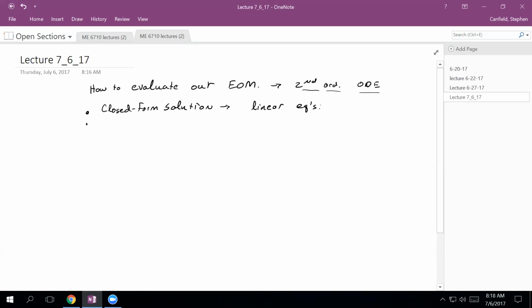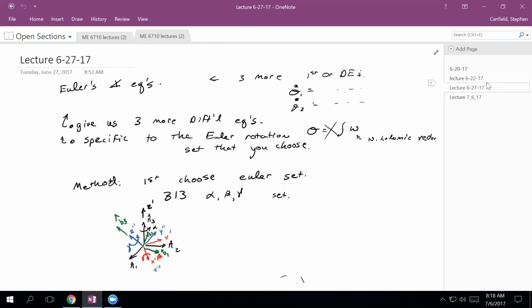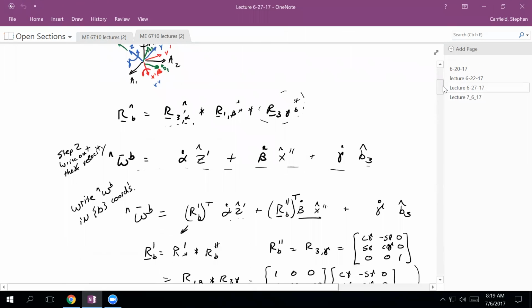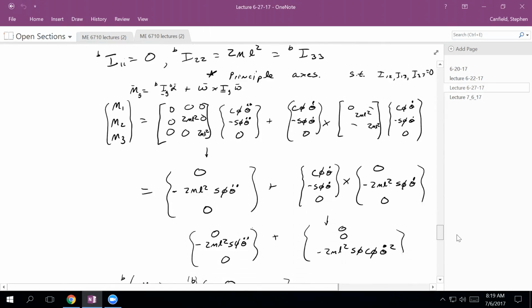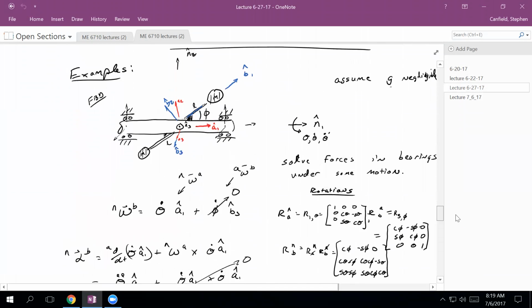So if the equations are linear, then we should be able to solve in closed form. I don't have the notes from last time. I'm wondering if I can jump to another lecture though and just look at an example. Yeah, here we go. This is now about two lectures back. We did work an example here. So let's look at these equations of motion.